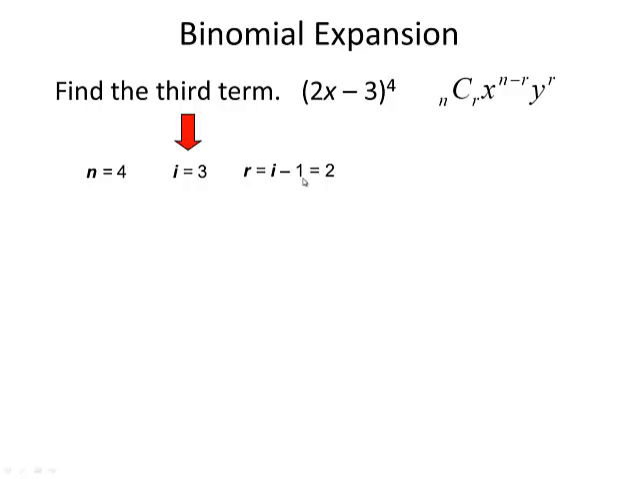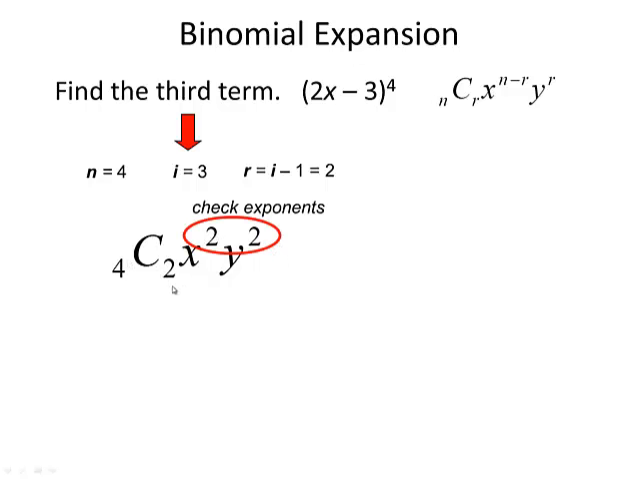So we know it's going to be 4c2, x to the 2, y to the 2. And x is 2x and y is negative 3. So now we have 4c2 x squared y squared. And double check your exponents. They add up to n.